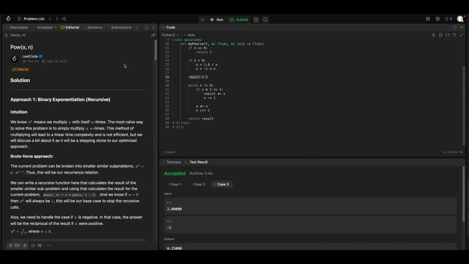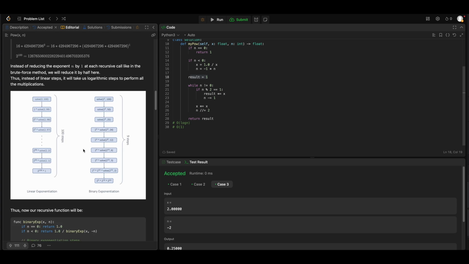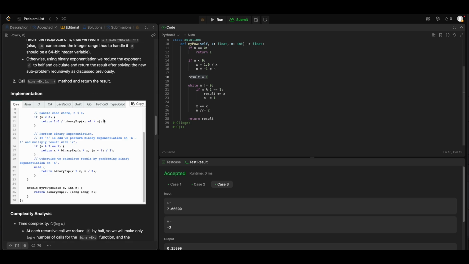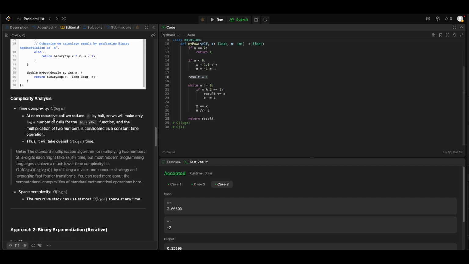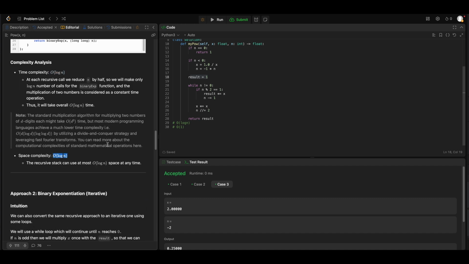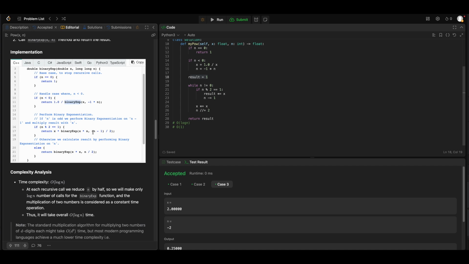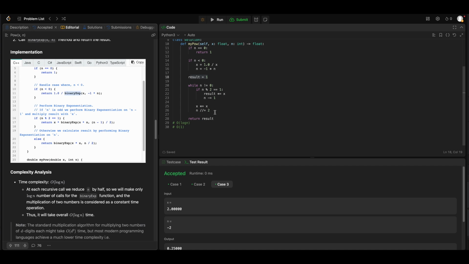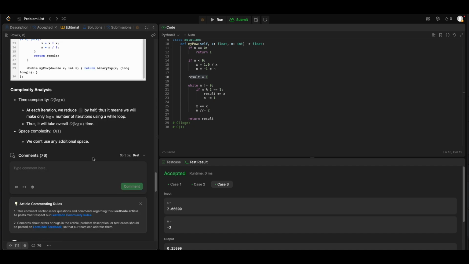Let's also look at the editorial here, which I believe they have given the same solution. Yeah, same thing. Log n time complexity. Okay, looks like they're using recursion, but in our case we are just doing it iteratively in a loop. Yeah, like I said, log n and O of 1.